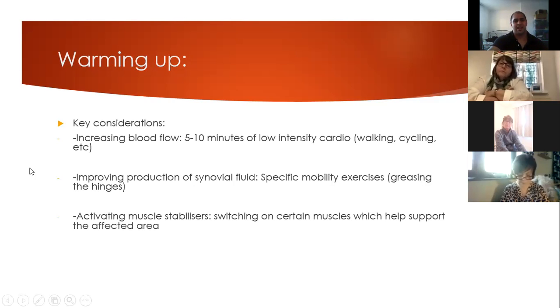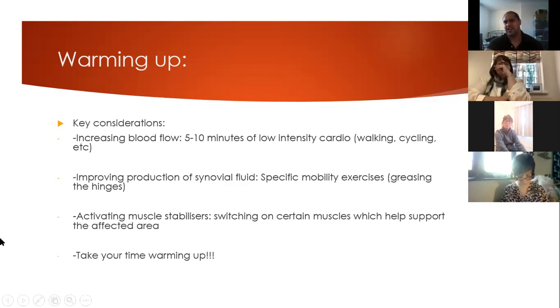The other thing I want to look at is activating muscle stabilizers. So you want to look at switching on or priming the structures which help support the injured area. I'm going to use knees because knees are probably one of the easiest ones to describe. You want to look at switching your hips on, switching your glutes, making sure your ankles are stable, your VMO, which is the main stabilizer of the knee, making sure those areas are warmed up and ready to go so that they're all alert and helping your knee do what it needs to do, if that makes sense.